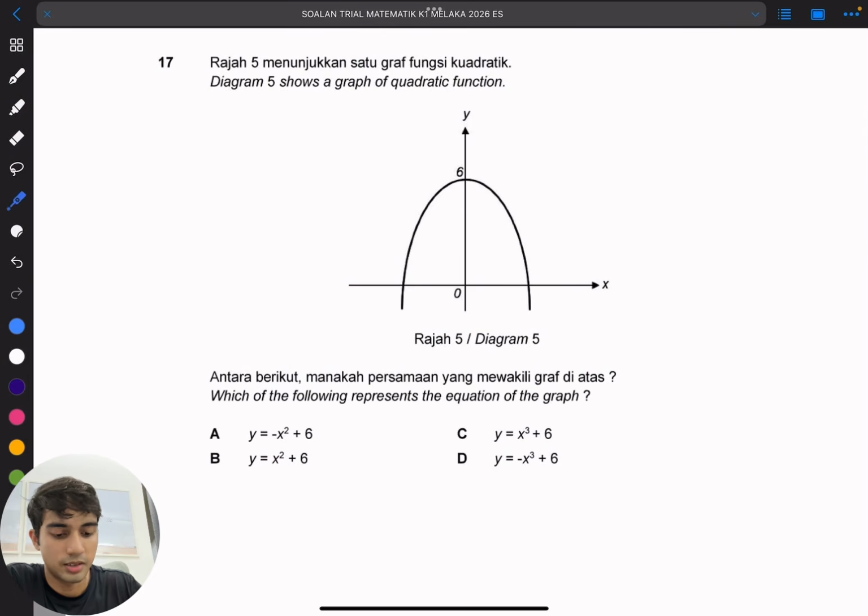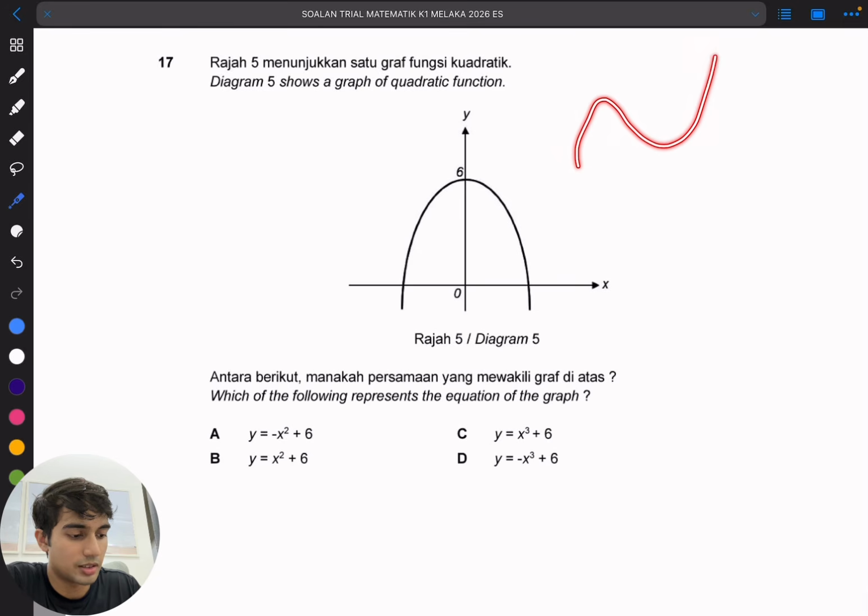17. Which of the following represents the equation of the graph? Okay. This is a sad face graph. Sad face means it will be negative. And this is a quadratic graph. Quadratic means power 2. If it's a cubic graph, you will get something like this. You will get 2 turns.